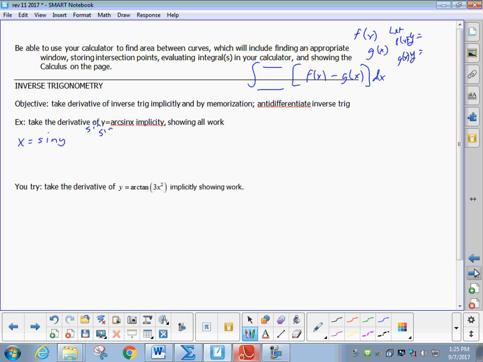Okay? Now, that's great. Let's take the derivative implicitly. What's the derivative with respect to x of both sides? What's the derivative with respect to x of x? 1. What's the derivative with respect to x of sine y? Cosine of y dy/dx. Now that's what I wanted. I want dy/dx, so I can isolate that. dy/dx is 1 over cosine y.